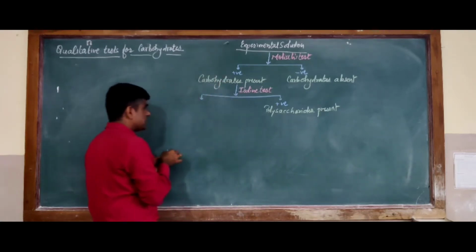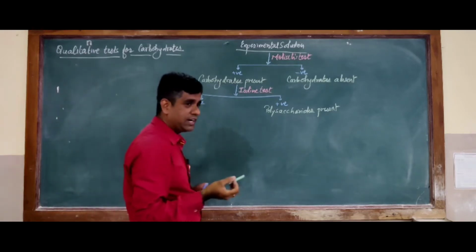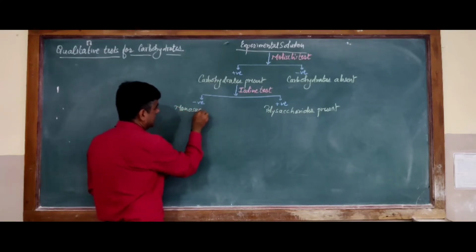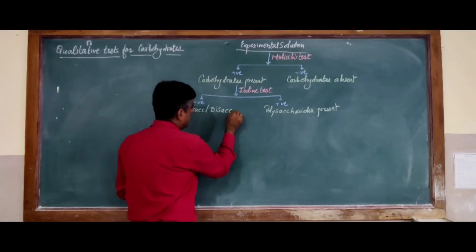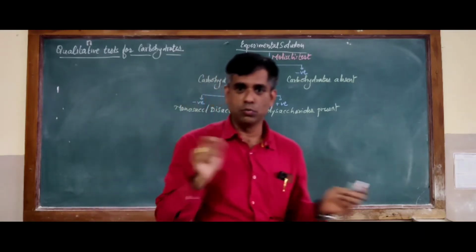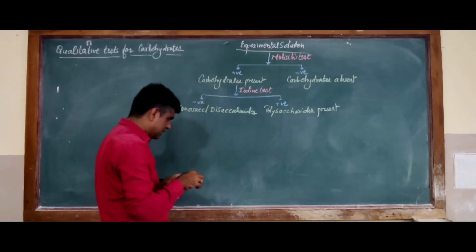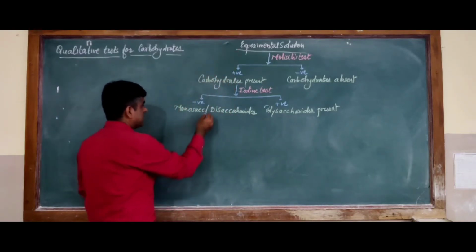But if I get this test negative, I am sure that it contains carbohydrates but does not contain polysaccharide. So it may contain either monosaccharides or disaccharides. Monosaccharides or disaccharides are present if the iodine test is negative while Molisch's test is positive. You go for the next test after this.